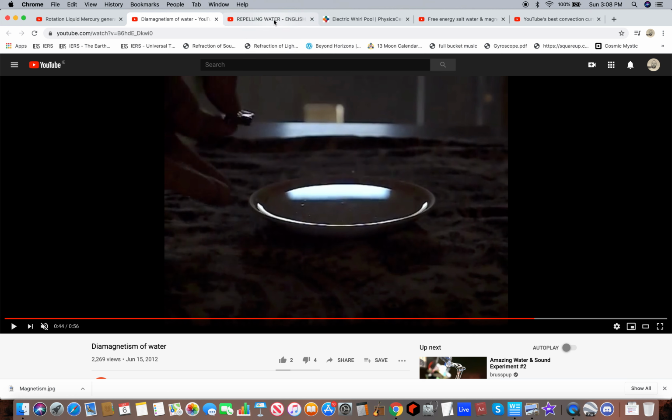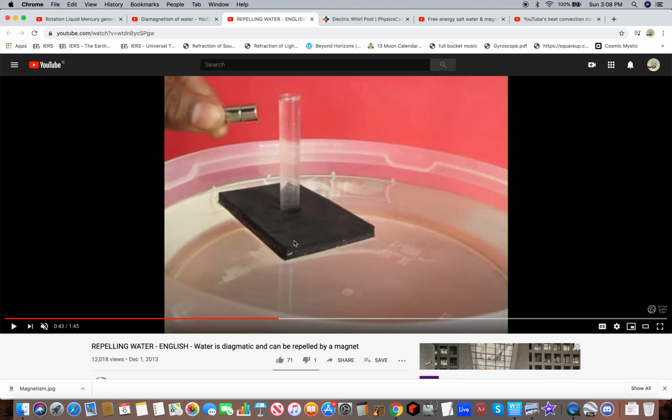This here is water in a little plastic tube, and it's placed into this flotation, this black sponge, and this whole apparatus then is placed onto a plastic container of water, and this is going to show how just fresh water is repelled by a magnet.